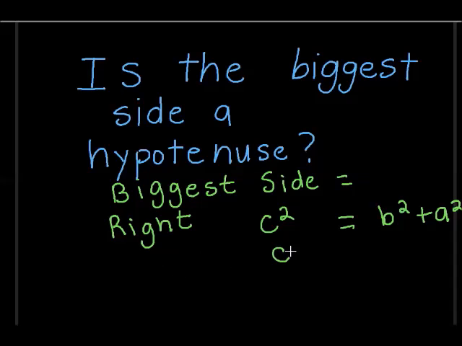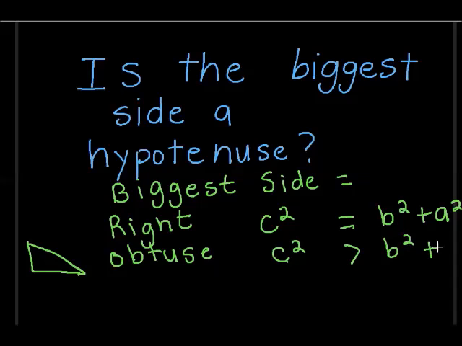If it's bigger, and we're just going to call c squared the biggest side, that means it's obtuse. That means that these two other littler sides have to open up just a little more, because the square of that third side, or the biggest side, is more than the sum of the squares of the two smaller sides. That means that you have an obtuse triangle.